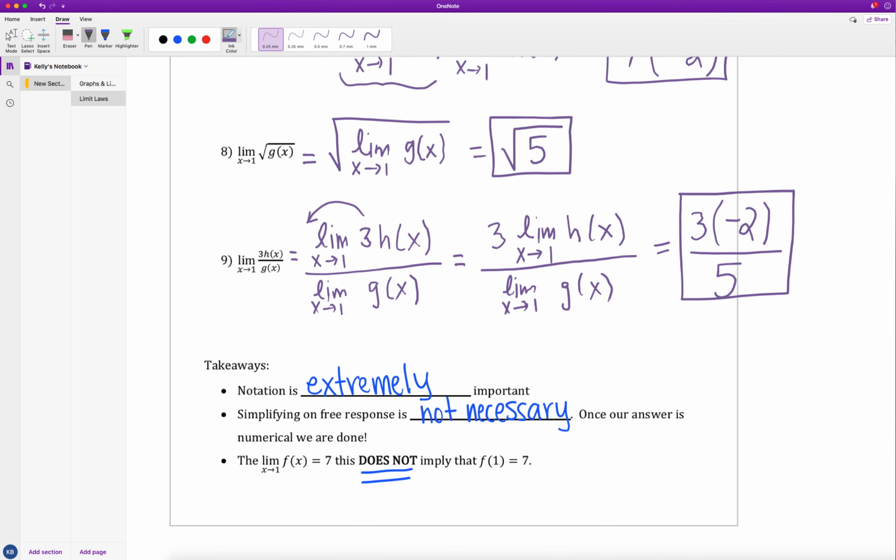So the first thing, and we've talked about this in past videos, is that notation is extremely important. We have to make sure we're using our notation correctly. We can't have any floating limits without inputs into them. We talked about that a lot in the last video about the graphs of limits. We just really want to make sure that our notation is being precise and correct as we go through these.